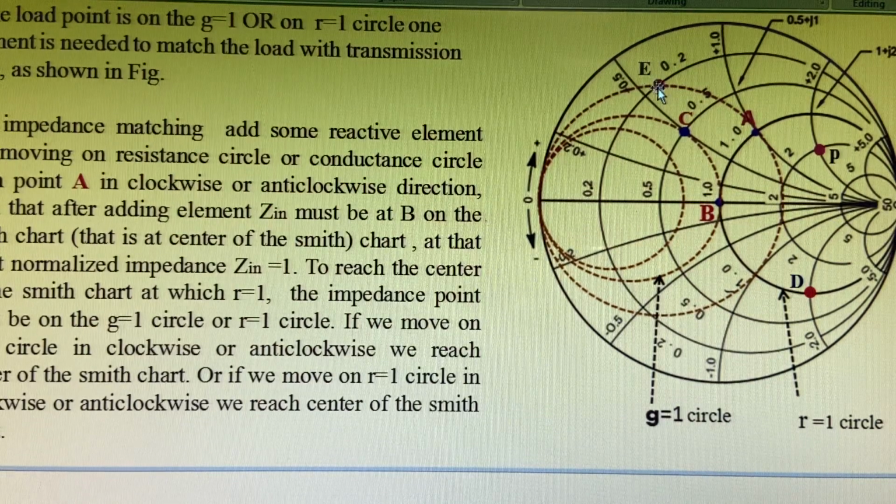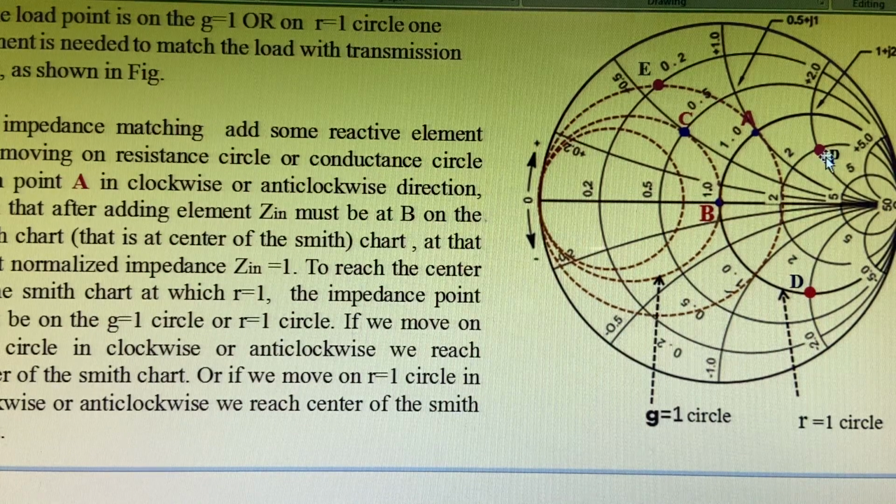So this point E is not on the R is equal to one circle or G is equal to one circle. In such a case, we need two elements to match this load impedance. That we will discuss in the next topic.